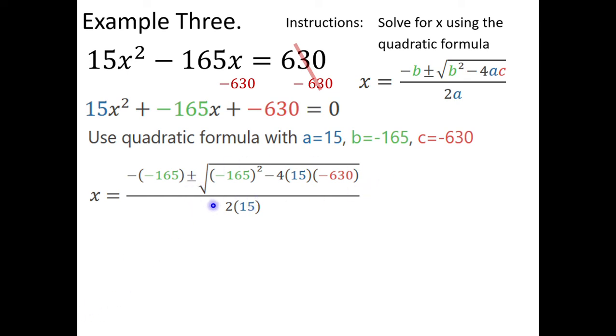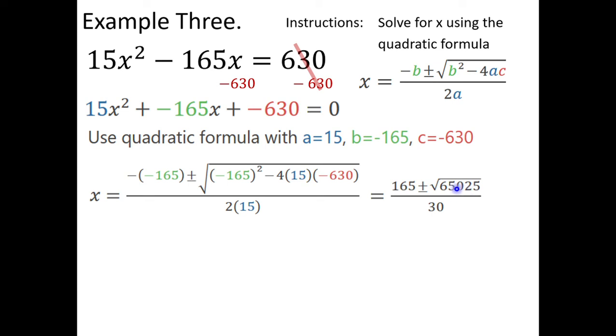Inside the square root, you've got a negative number here being squared. Negative times negative turns positive, so that will turn positive. And here, you have a minus 4 being multiplied times a minus 630. So you have a negative here times a negative there. Negative times negative turns positive. So this turns positive, and that turns positive.